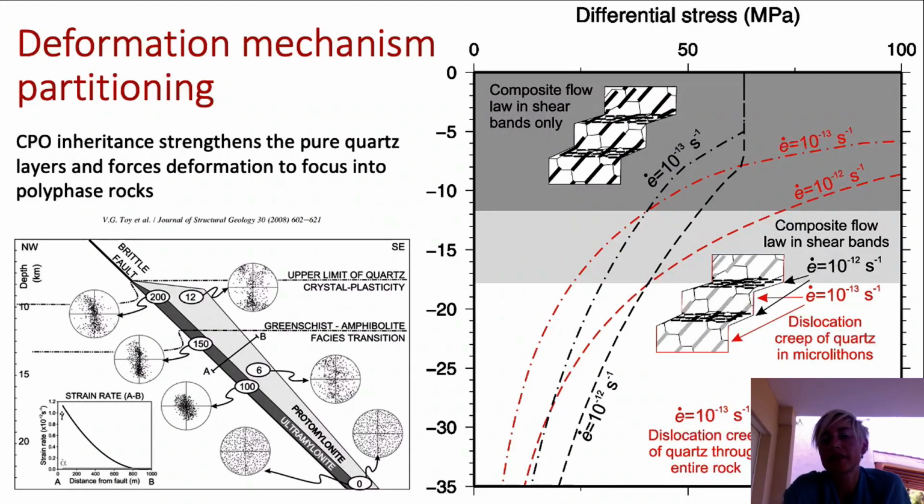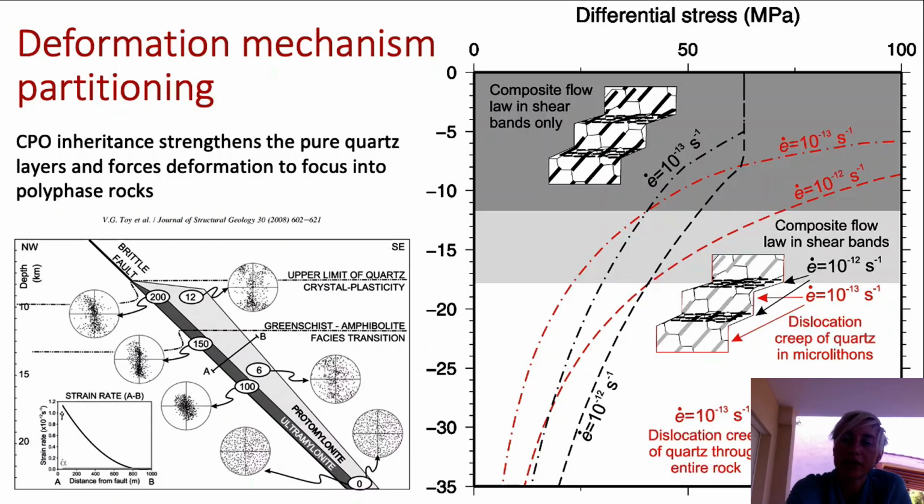So these differential stress depth plots show, for two reasonable strain rates within the Alpine fault zone, two different flow laws plotted. The red dashed lines are dislocation creep of quartz, which at high temperature has low differential stress and is favoured. And then we also have, with the black lines, a composite flow law with a sort of frictional viscous flow.